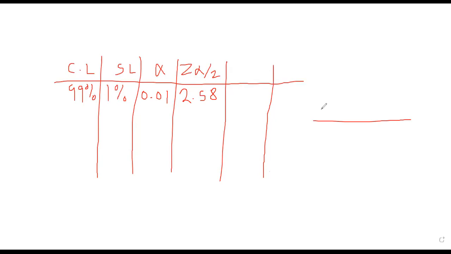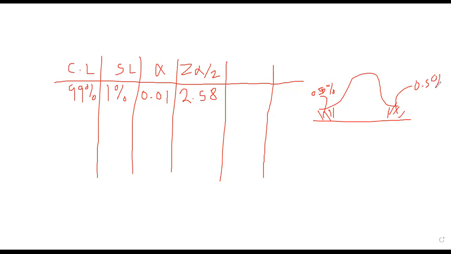The two-tailed test looks like this. Here and here. So this 1% is divided into two parts. Here we have 0.5%, and here also we have 0.5%. This addition will give us the 1% significance level. Half of 1 is 0.5, so even here is 0.5.